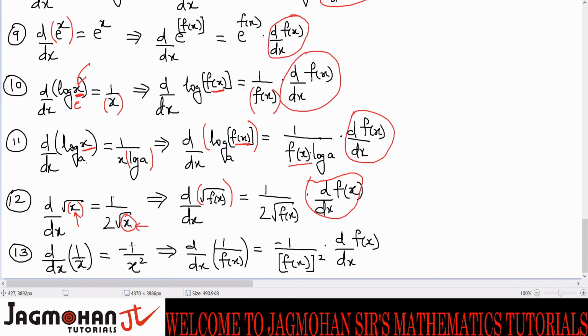Then the 13th is d by dx of 1 upon x, the reciprocal function. Its derivative is minus 1 upon x square. So when I replace this x by f of x, I will get 1 upon f of x. d by dx of 1 upon f of x will be minus 1 upon f of x square into d by dx of f of x. See, here you have this. d by dx of 1 upon f of x is minus 1 upon f of x square into d by dx of f of x.